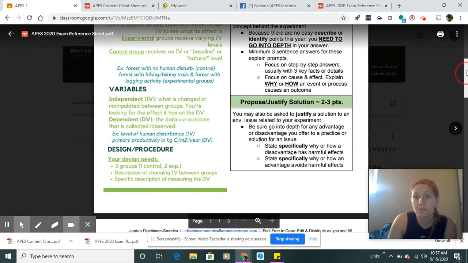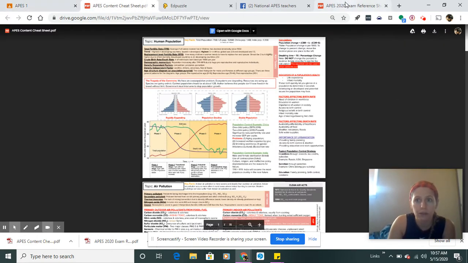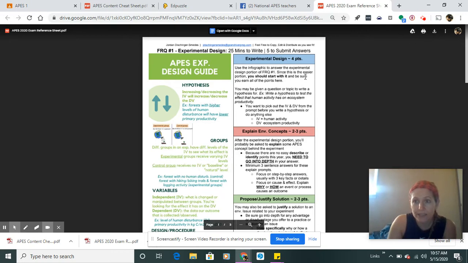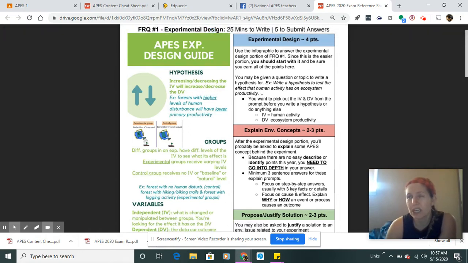All right, so here's the breakdown of points. Oh no, wait, that's the other one. Oh, here it is. The breakdown of points goes like this: you basically have 4 points for your design. Use the infographic to answer the experimental design portion of FRQ1. This is the easier portion. You should start with it and be sure to earn all your points here. From what I'm reading and gathering, you're not going to be able to jump ahead to question 2. You're going to have to wait the time out, and that's what our director had said as well.